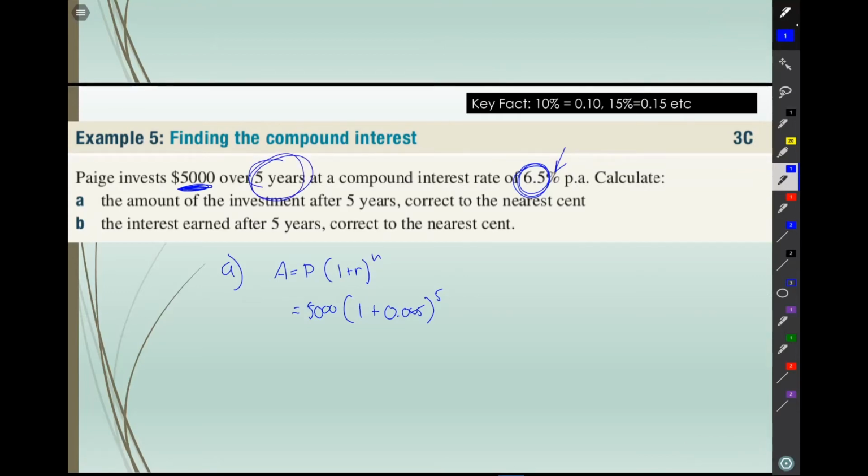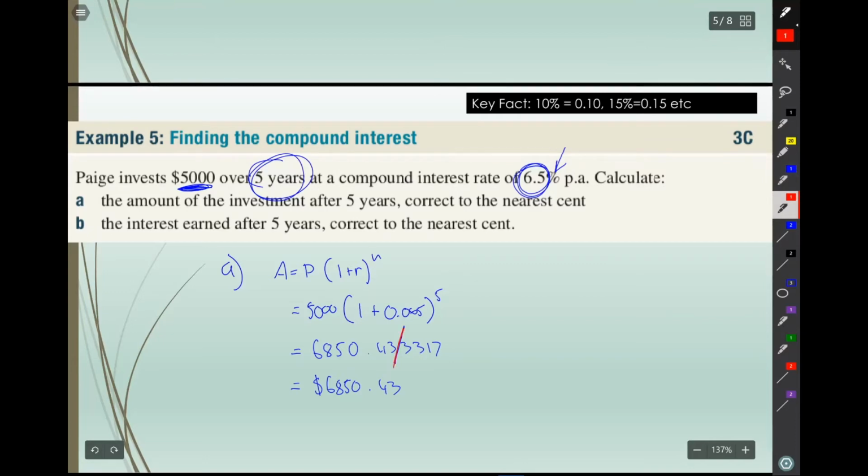Now it's just a matter of popping this into our calculator. Your calculator should give you $6,850.4331, something like that. So we're just going to round it off to 2 decimal places. And because the number after my cutoff is less than 5, this number does not change. Alright, that's part A. At the end of 5 years, the total amount of money she has is $6,850.